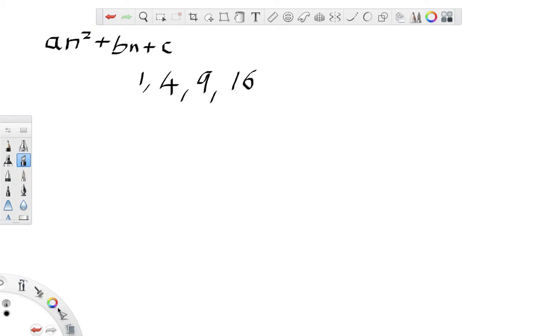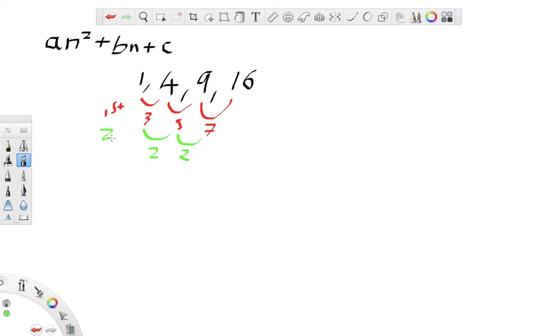So what we do is we find the first difference, so the difference between successive terms. So the difference between 1 and 4, well that's 3. The difference between 4 and 9, well that's 5. And the difference between 9 and 16 is 7. So that's our first difference. Then, after that, we need to find our second difference. Our second difference here, well, the difference between 5 and 3 is 2, and the difference between 5 and 7 is 2.